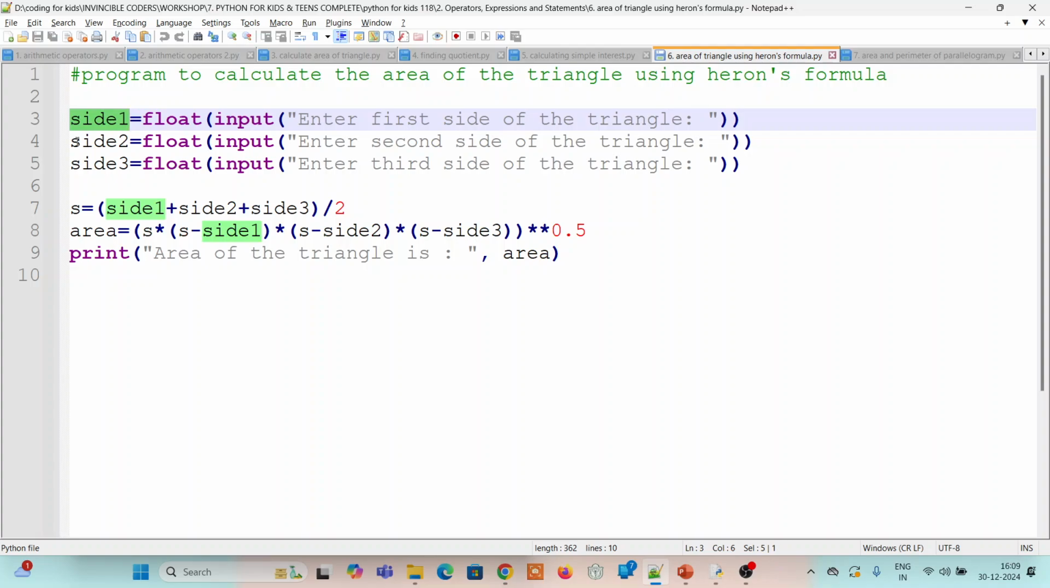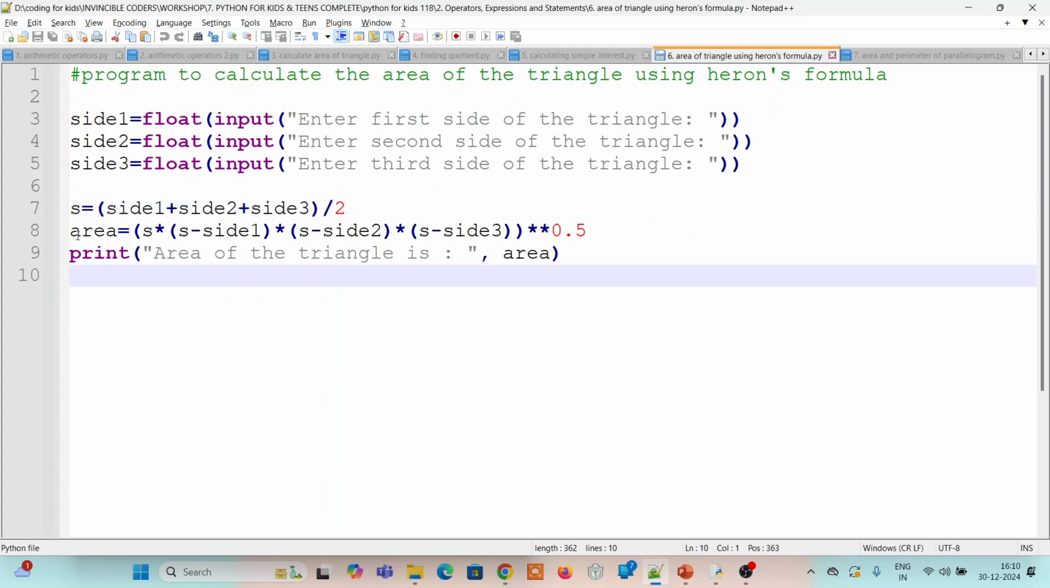Likewise, we are asking the user to enter the values for side 2 and side 3 as well. Now, this is the formula that is used to calculate the area of the triangle using Hero's formula, and for this we need the value of s, and the value of s is received by addition of all the three sides divided by 2. So you apply this formula, you will get the value of s.